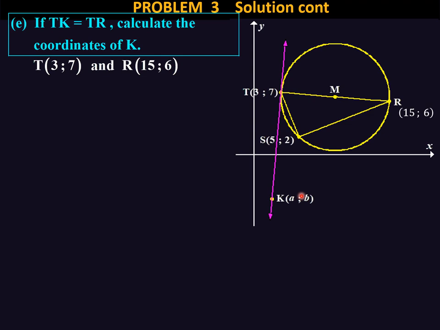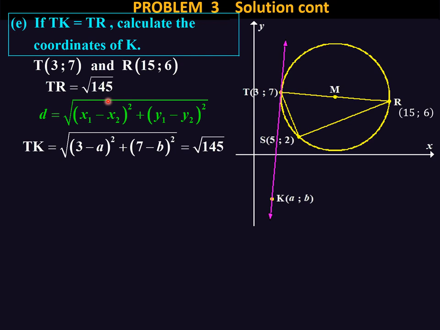So T is (3, 7), and R is (15, 6). And TR's length, we worked it out earlier, TR's length is square root of 145. But TK's length, you can find the distance of TK. And TK's length, using the T and the K, I get square root of 145. And you know, they are equal. So TK is equal to TR. It's given information there. And now I can simplify, get rid of the square roots on both sides. I end up with that expression.